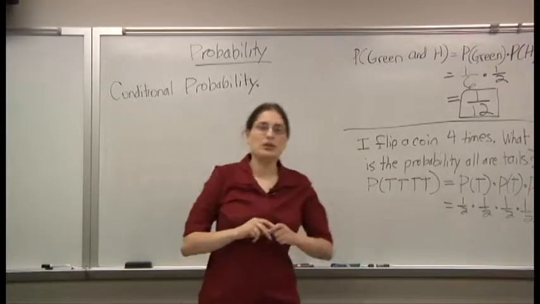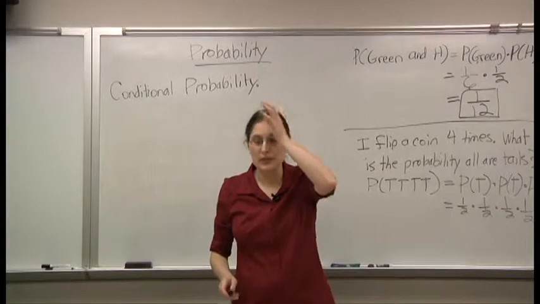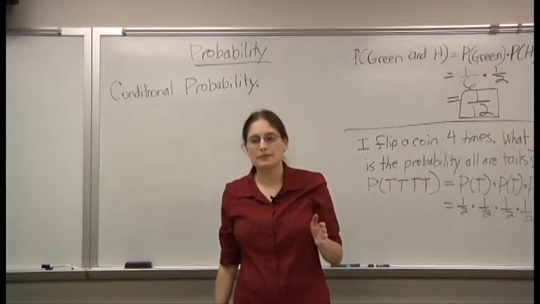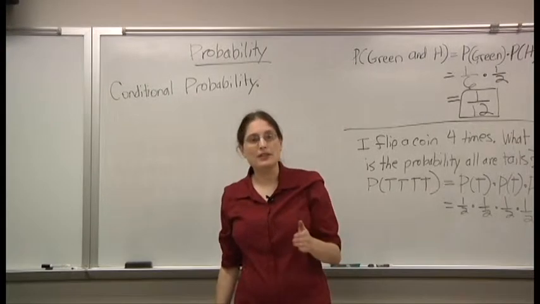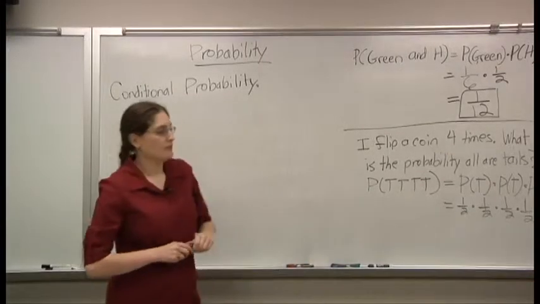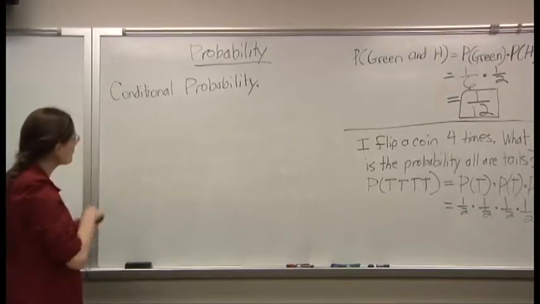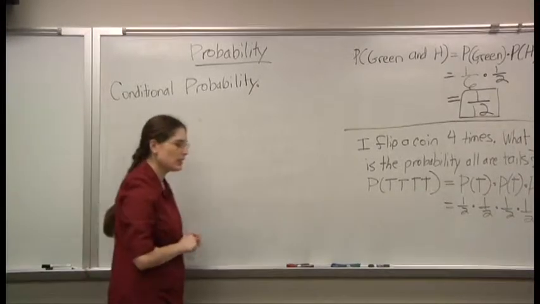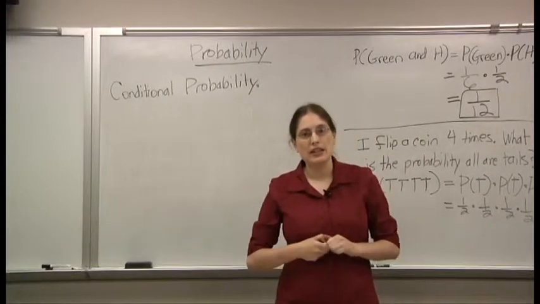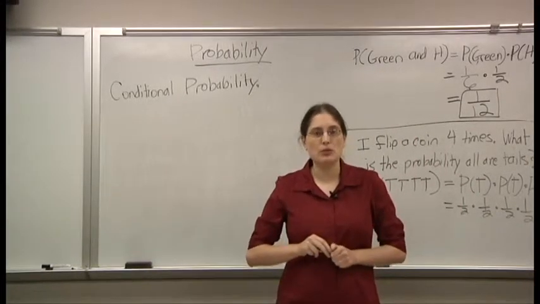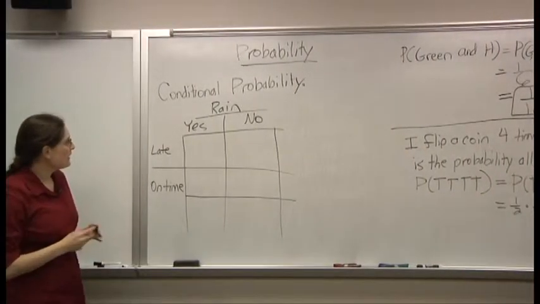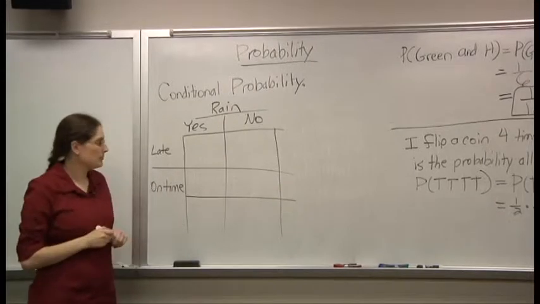Then we have to use something called conditional probability, like the probability that the bus is late if it's raining. Let's say I keep track of the weather and the bus every day, every time I go to work, for a long period of time. And I organize this data into something called a two-way table.